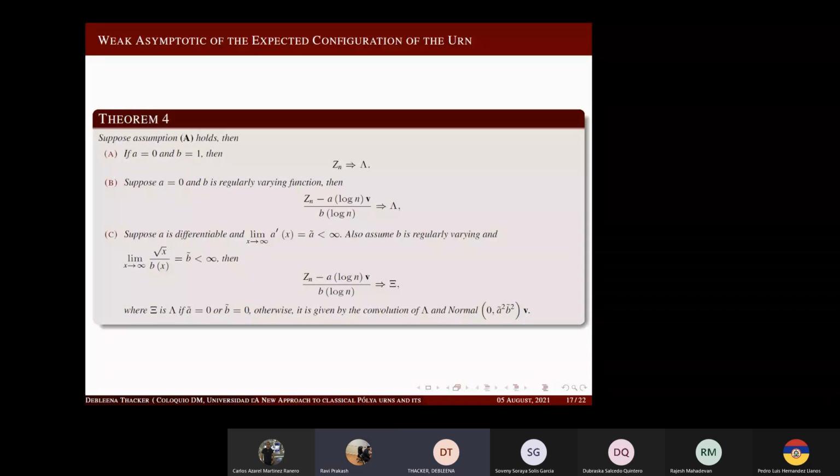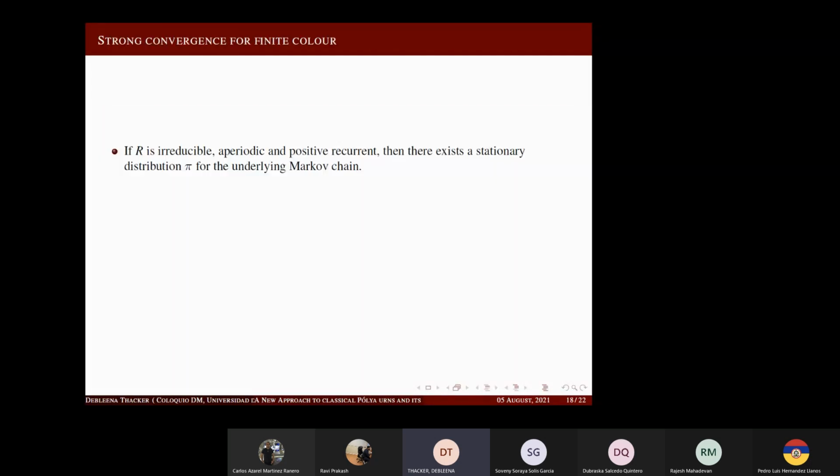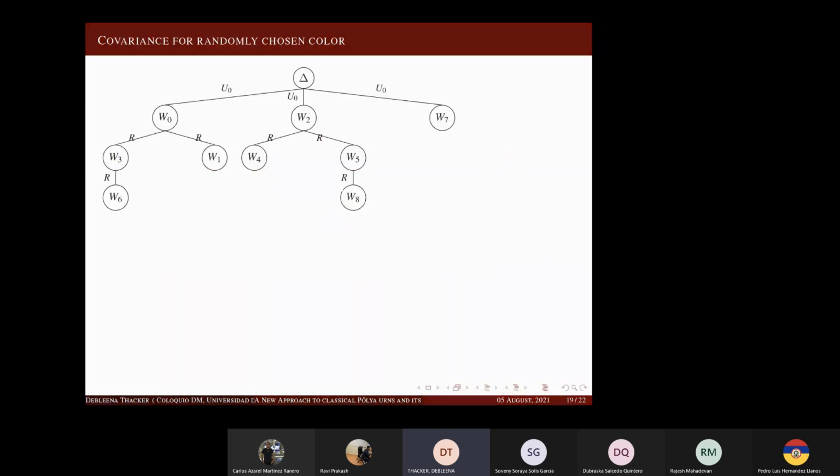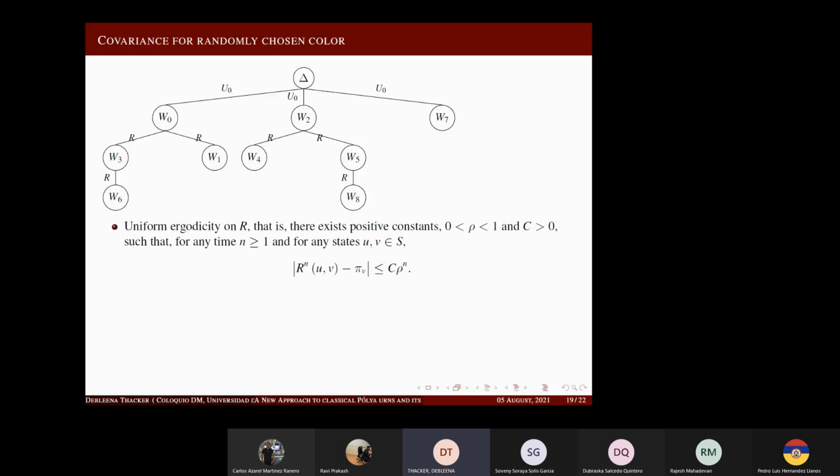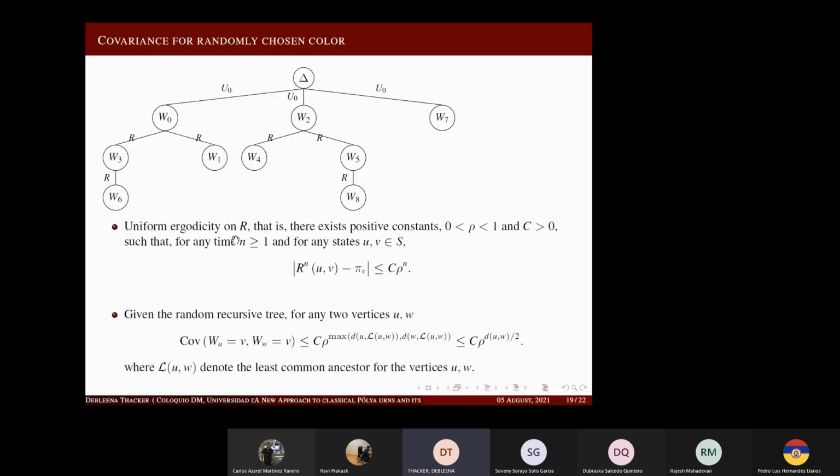Just one thing, this part of the talk is based on my joint work with Antar, and the rest of this part is based on my joint work with Antar and Svante. I want to display this slide. See how the covariance is decaying. We can show that under some nice assumptions on this replacement kernel R, if you choose two vertices uniformly at random, and if you assume this geometric rate of decay for this Markov kernel, then the covariance decays like rho to the power of the maximum of the depth of U from L of UW and the depth of W from L of UW, where L of UW is the least common ancestor. So what does it mean?